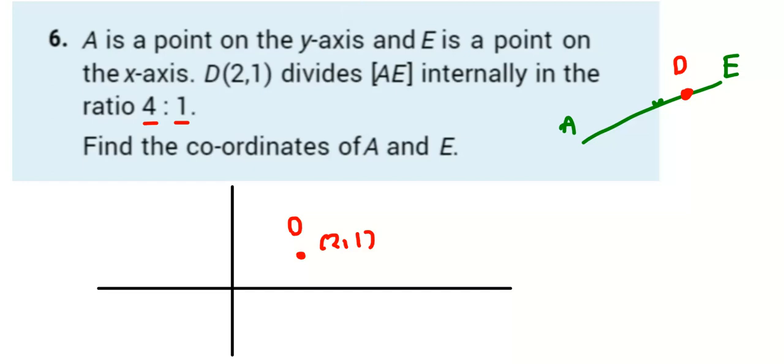Now, the problem with A and E is that A is on the y-axis. Everybody happy with that? That's A on the y-axis. We have no idea where to put it. It could be anywhere on this y-axis. We haven't got a clue. So what will I call the coordinates of A? It's 0, y. Okay, and then we go for E.